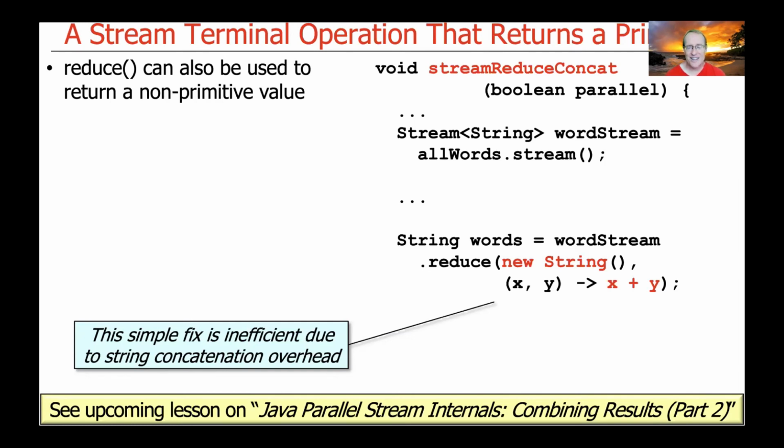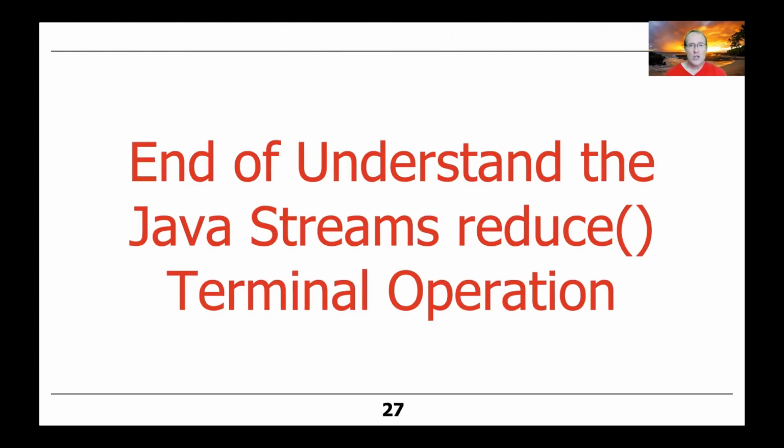Now, it turns out that even though this works perfectly well and is thread safe and all the other good properties, it's actually very inefficient, because string concatenation, as shown here, has a lot of overhead because it keeps copying and allocating data to concatenate the strings. So it turns out that there's actually better ways to do this, and we'll talk about the better ways to do it later. But for right now, just be aware that you could do this to return a non-primitive value. So that's the end of the reduce operation.